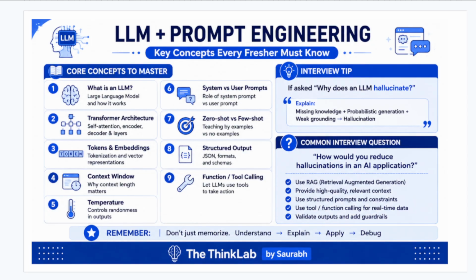So let's talk about temperature. Temperature controls the randomness of a model's output in systems that expose this parameter, right? Lower temperatures generally encourage more deterministic responses. Higher temperatures generally allow more variation.